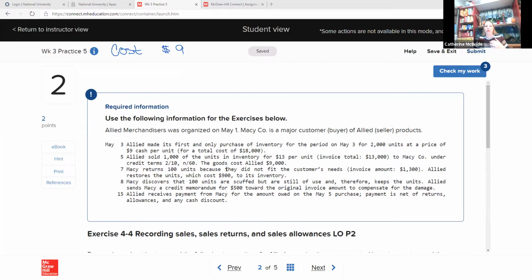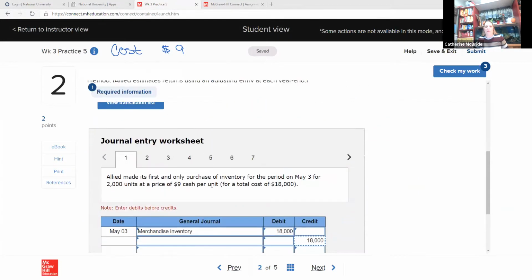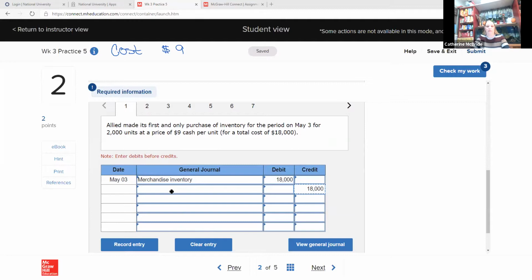now we're going to be the seller, okay? So now we're Allied, and we're going to sell 1,000 units in inventory for $13 per unit to Macy. So now we're the seller. There's a couple of things that we have to pay attention to. The first one is how much they're going to owe us. So this is going to be an account receivable because we're selling to them and they're going to pay us, right?